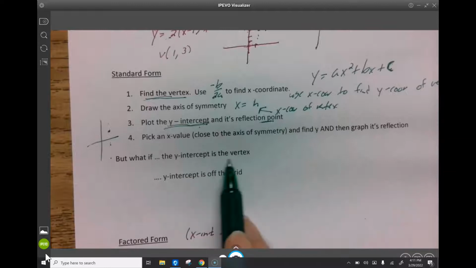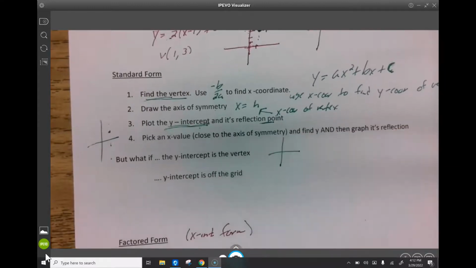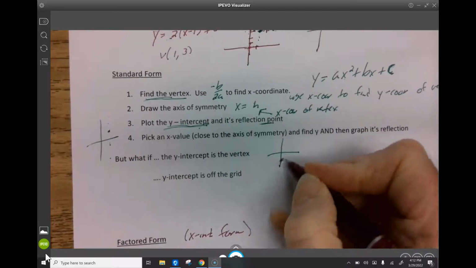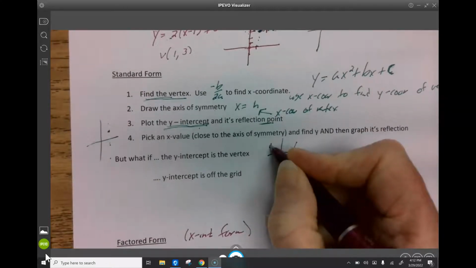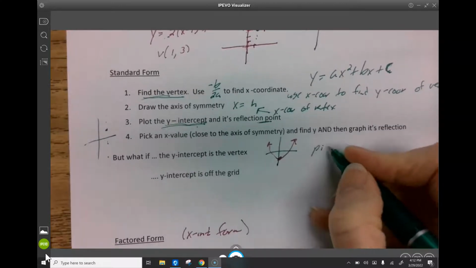Now, what happens if the y-intercept is the vertex? If I have a graph, and here is my vertex, well, that's also my y-intercept. So what you do here is you pick a point. Pick an x value.